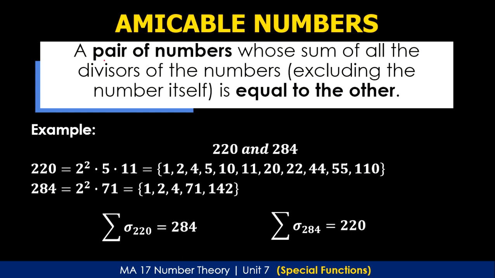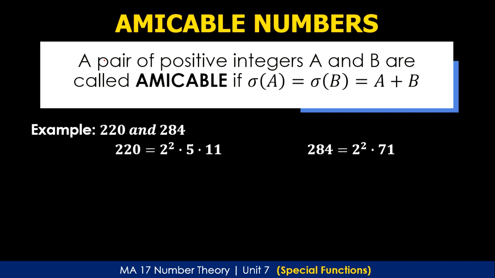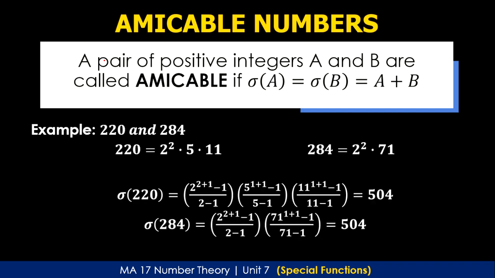So notice, this pair is considered as amicable numbers. If we apply again the sigma formula, we'll have this, right? If the sigma of A is equal to the sigma of B, and this is equal to the sum of the two numbers, then we can consider that as amicable numbers.